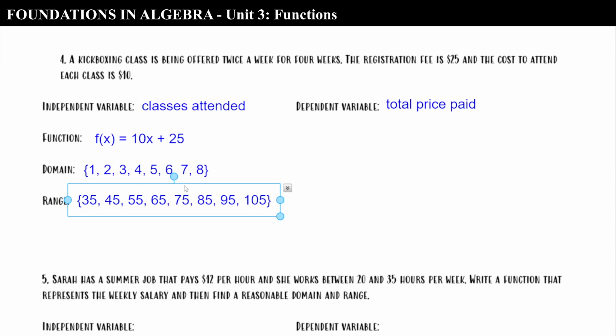And if you think about it, this makes sense. You pay the $25 up front plus $10 for that first class, that's $35. Each additional class is $10 more. So it makes sense that each additional class you go to will be another $10 spent. So that's why we're in increments of 10.